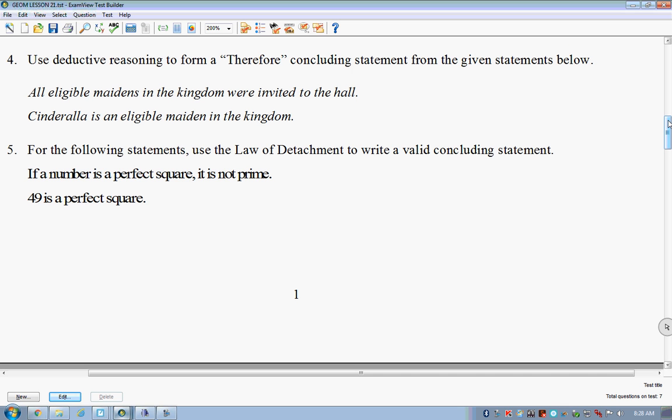4, deductive reasoning to form a therefore concluding statement. All eligible maidens in the kingdom were invited to the hall. Okay, what's my major? All eligible maidens, because we see the word all show up. It's not an if-then statement, but because we're using words like all or every, we see the major statement show up there. What's my minor statement? We're invited to the hall. That's my minor.